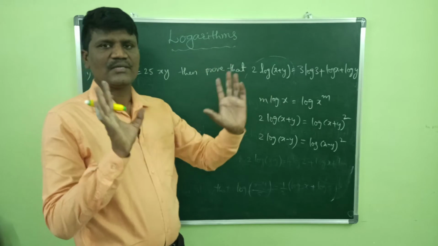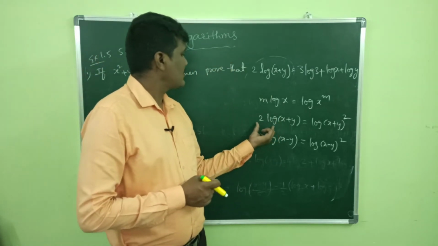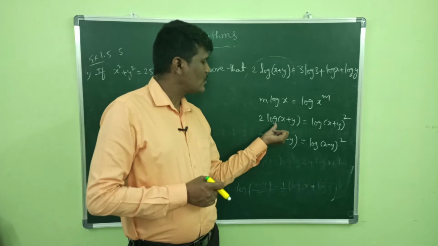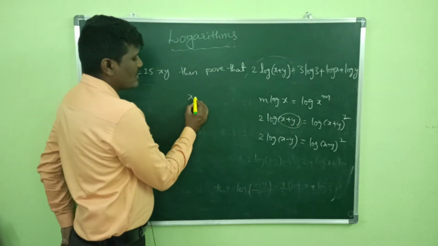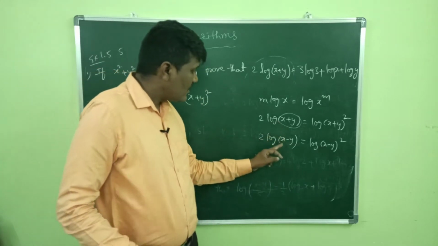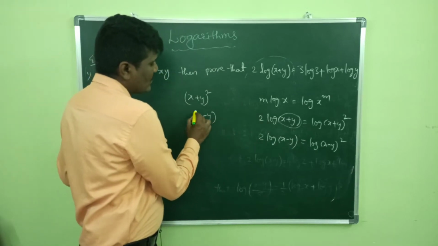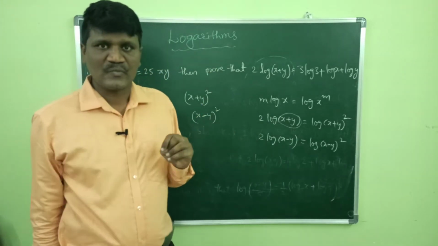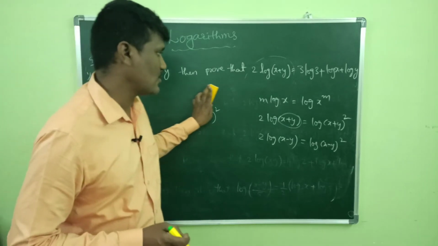So the only thing you should remember is that in proving, if in the LHS you are having 2 log of x plus y, then use the x plus y whole square formula. If log of x minus y is there, you use the x minus y whole square formula. So how to use the x plus y and x minus y whole square formula, let us see now.